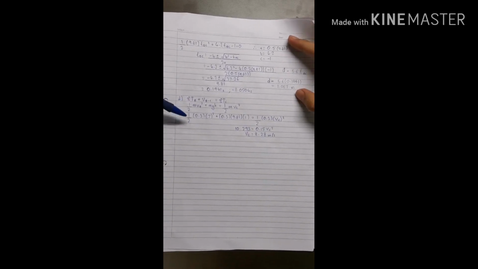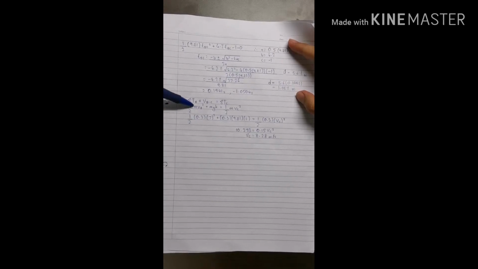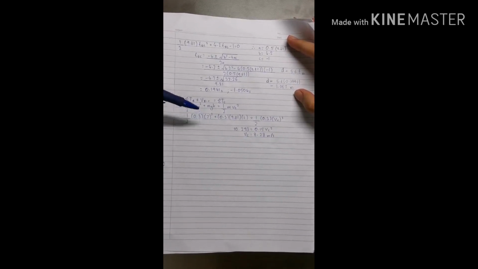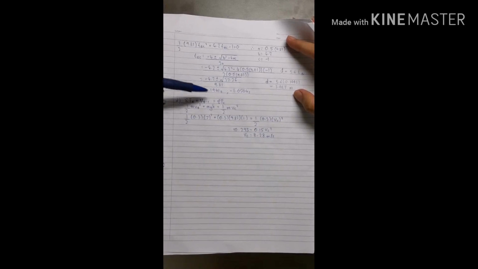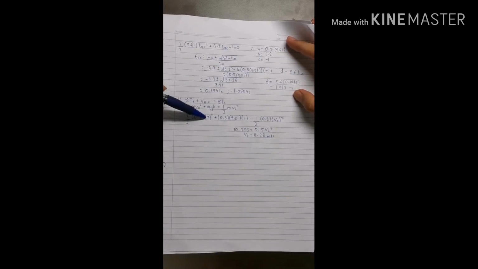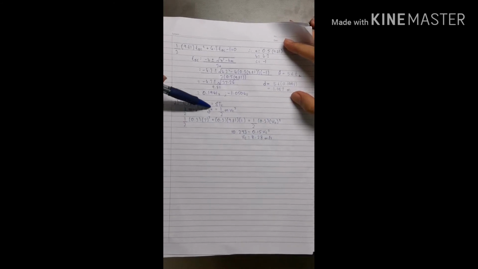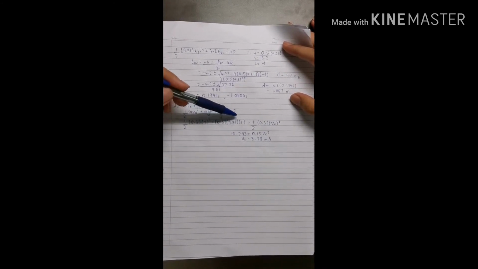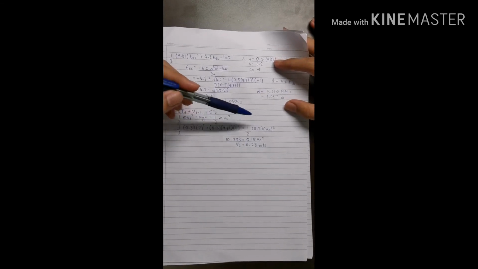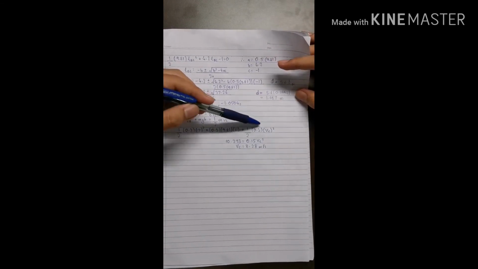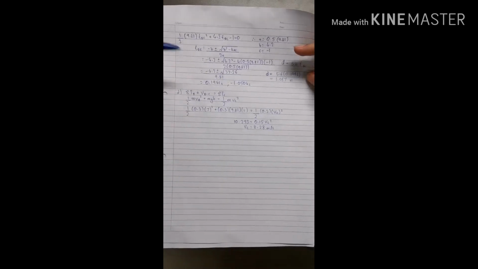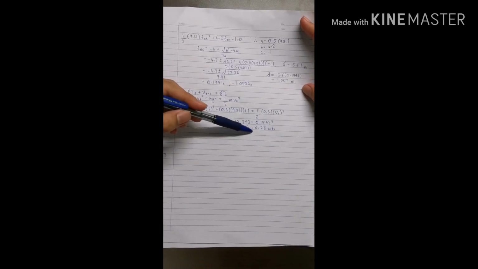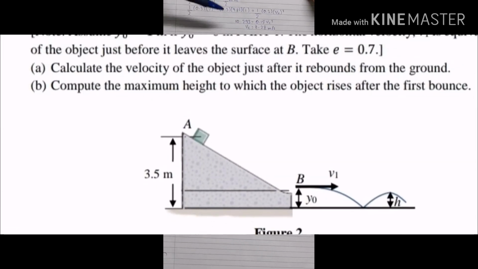So 1/2 times mass 0.3 times VB, which is 7, which we obtained from the previous question, 7 squared, plus mgh, m 0.3 times 9.81 times 1, equal to half times 0.3 times VC squared. So we will get VC equal to 8.28 meters per second.